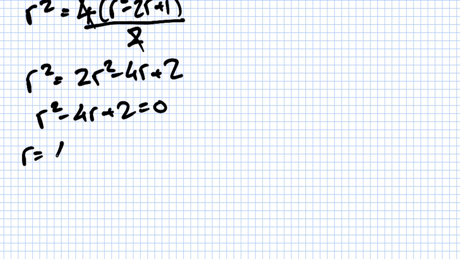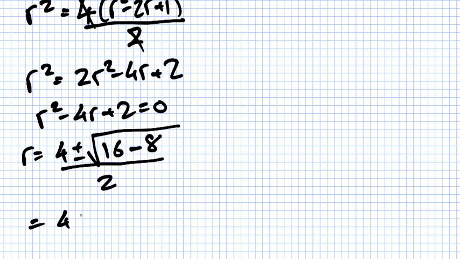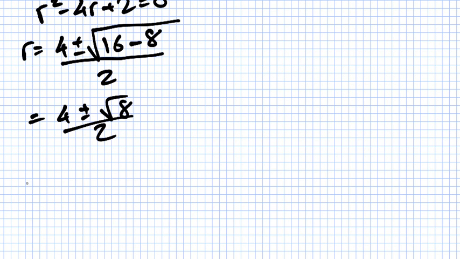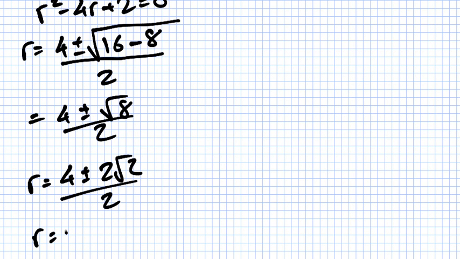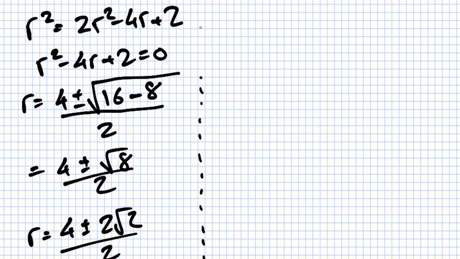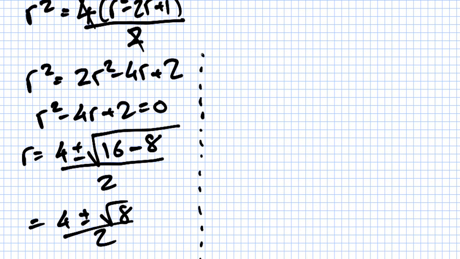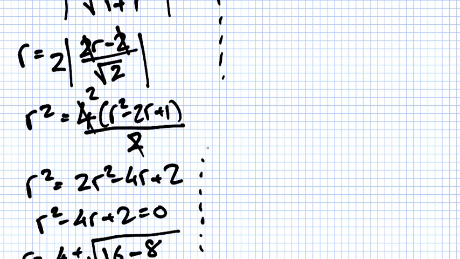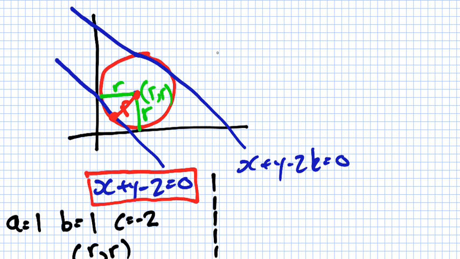So r equals minus b plus or minus the square root of b squared minus 4ac all over 2a. So that's 4 plus or minus root 8 over 2. So that is r equals 4 plus or minus 2 root 2 over 2. So r equals 2 plus or minus root 2. Now there's two answers here. The minus root 2 answer is the one which we'll have to reject. But let's have a look at the other line now.